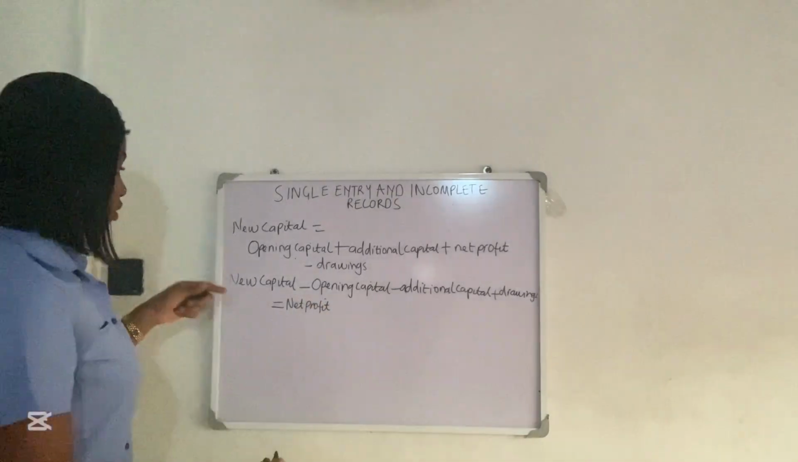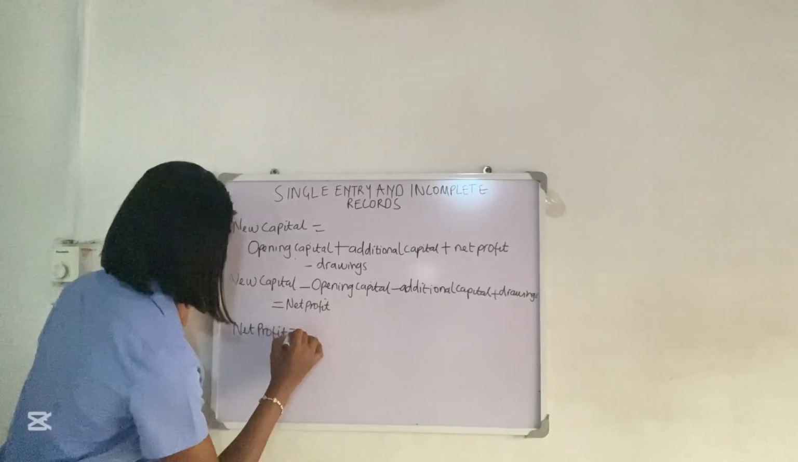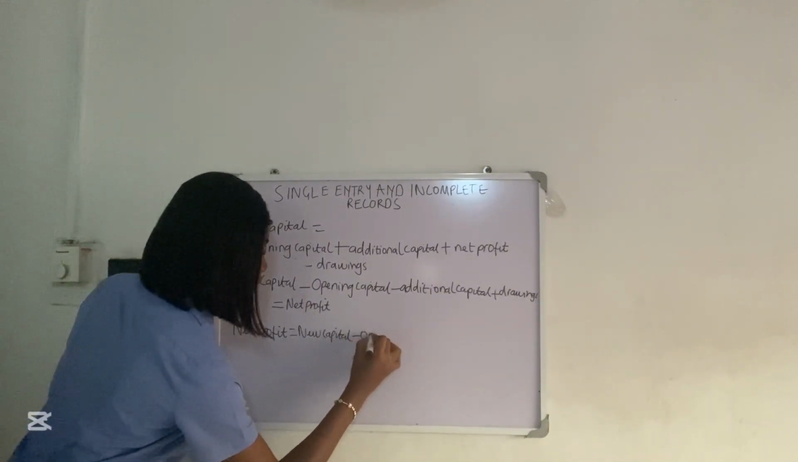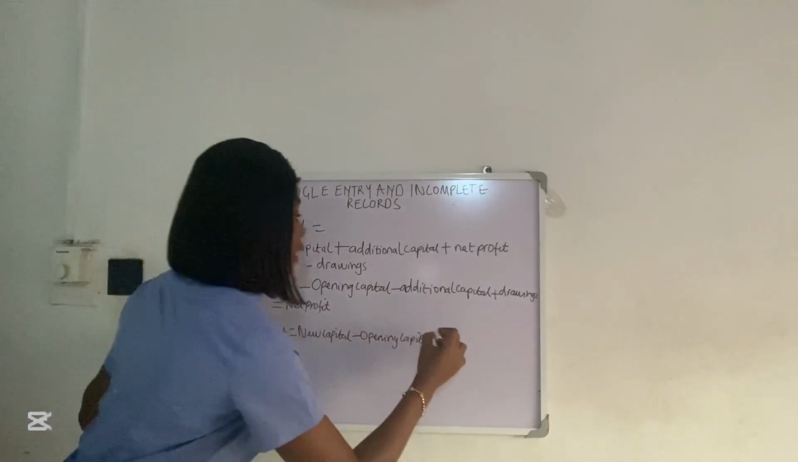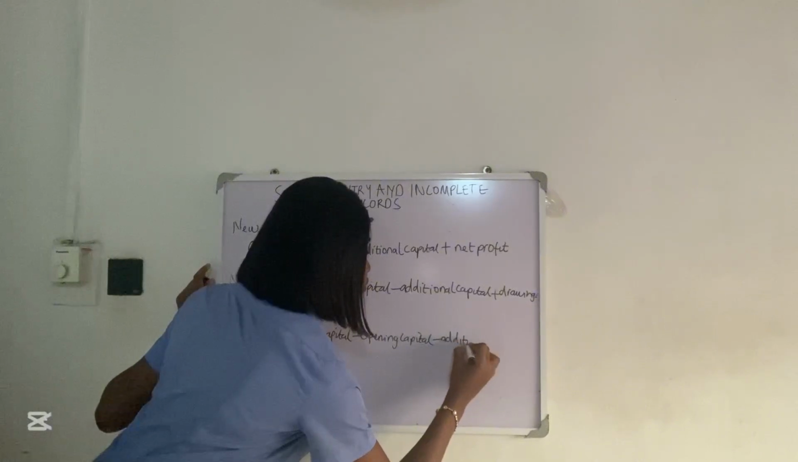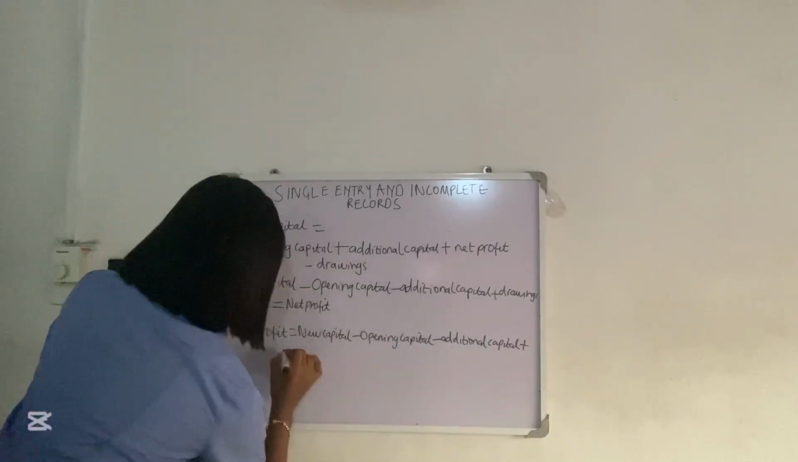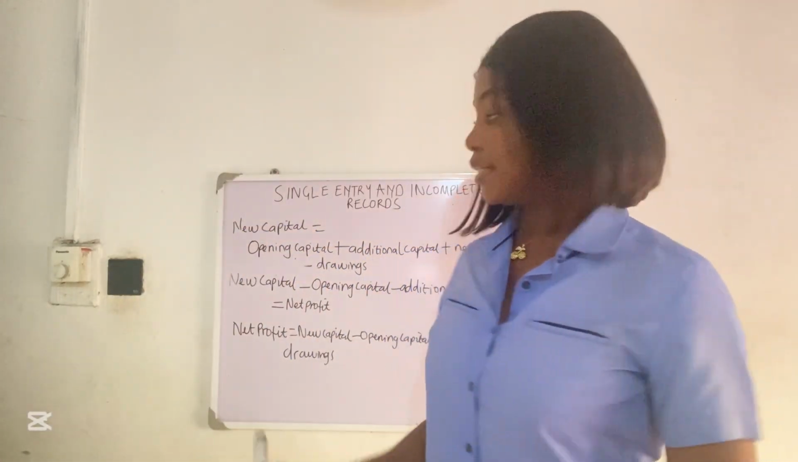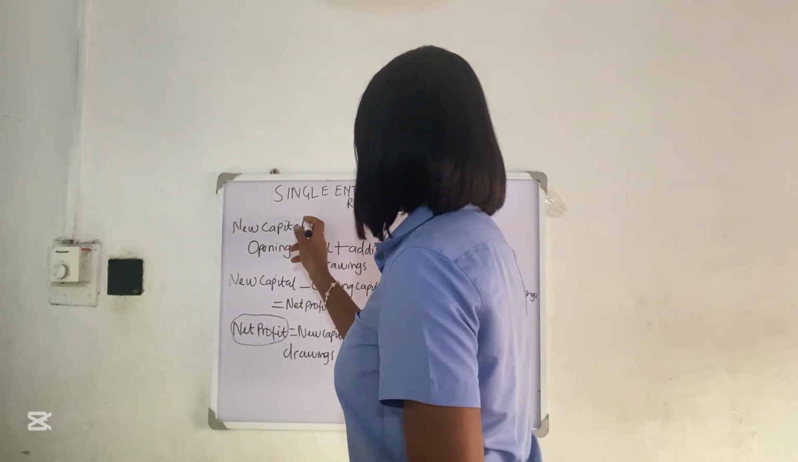You get? So let me rewrite it again. Net profit is equal to new capital minus opening capital minus additional capital plus drawings. So my reason for writing this now is for us to know the formula to get net profit, and to get our new capital.